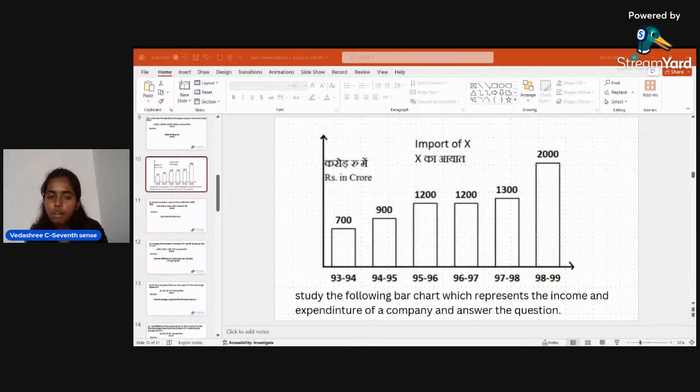So we need to check in which year the import of X is more than the average import of X. In these 2 years, that is 97 to 98 and 98 to 99, the import of X is more than the average import of X. Understood? Very simple. First calculate the average, then check in which year the import of X is more than that average. That's it.